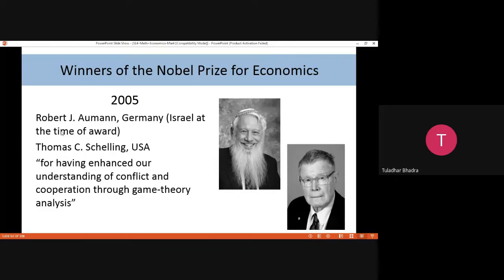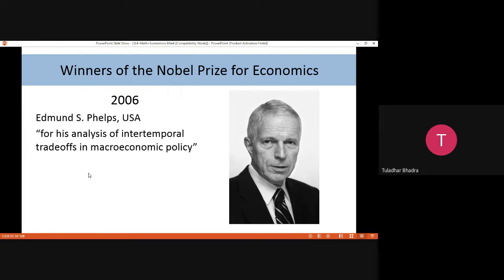2005, Robert Aumann, Germany, he was in Israel at the time, and Thomas Schelling from USA, for having enhanced our understanding of conflict and cooperation through game theory analysis. 2006, only one single laureate, Edmund Phelps, USA, for his analysis of intertemporal tradeoffs in macroeconomic policy. So you can see again now from 2005 onwards, this word macroeconomics has come as a prominent topic for economics.